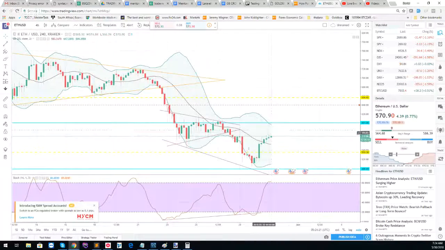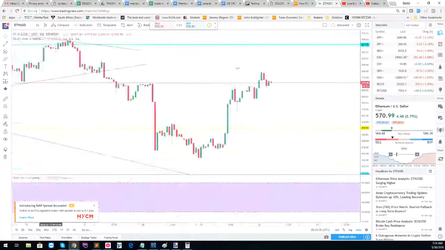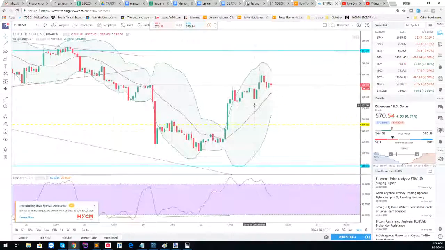Once again, this whole little trend needs to break that top blue line. If it breaks that, then this trend is technically over. Needs to crack through that. Okay, let's see what happens on the 1 hour. Pretty much the same picture as Bitcoin. It's almost a duplicate.